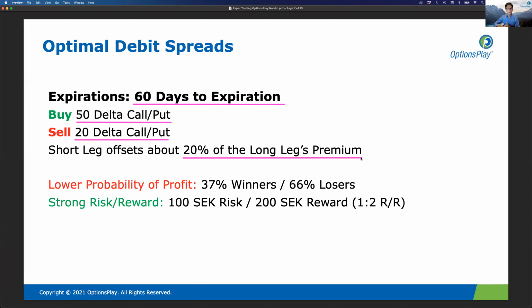It's going to reduce your risk, and it's going to improve your odds of success. It doesn't improve it by a ton, but it certainly puts the odds better in your favor. We tend to find closer to 37 to 40% winners in this particular case. So you're going to have fewer losers, more winners.